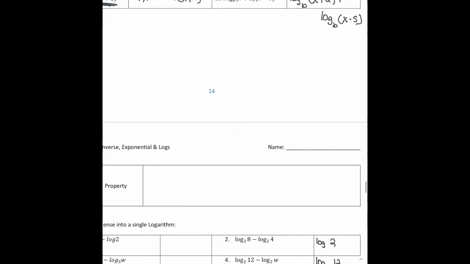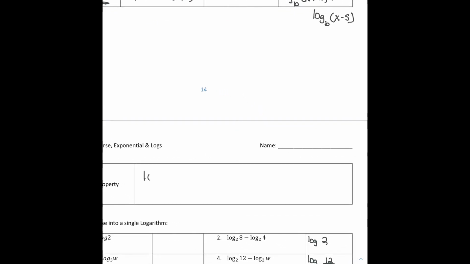Now let's look at the quotient property. The quotient property says this: if I have the log base b of a minus log base b of c, that's equal to, then that becomes a quotient. So that becomes log of a divided by c.